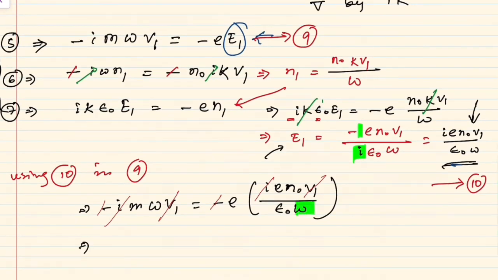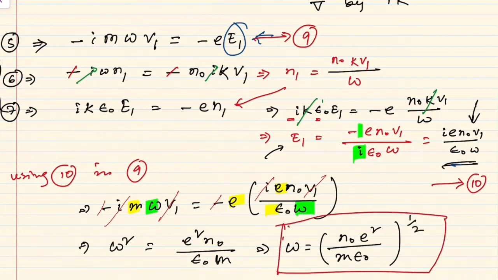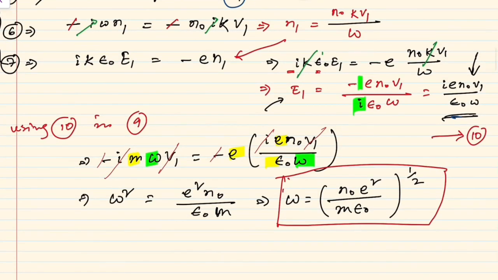So this ω will be multiplied with this one, then you will get ω square, then this m will be multiplied with ε0, then e and e, that is e square n0 by m ε0. So this implies ω is equal to (n0 e square by m ε0) whole to the power half, that means square root. So this is the expression for plasma frequency.